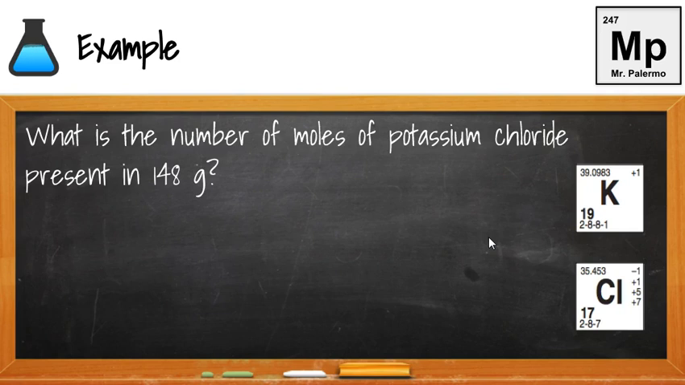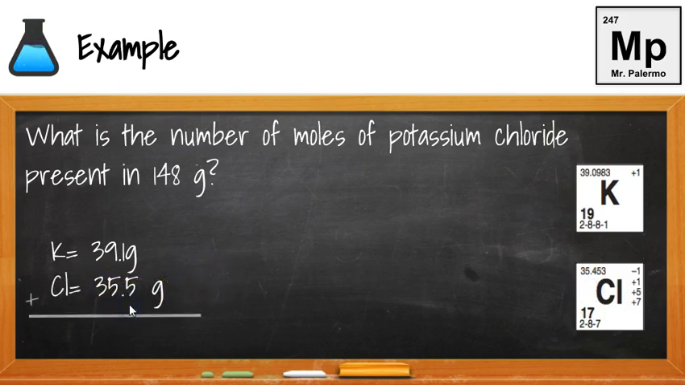Let's see another example. What is the number of moles of potassium chloride present in 148 grams? So when I have 148 grams, I want to know how many moles that is. So first, determine the gram formula mass. For potassium, K, it's 39.1 grams. And for Cl it's 35.5 grams. When we add those together, we get the GFM, or gram formula mass, which is 74.6 grams per mole.